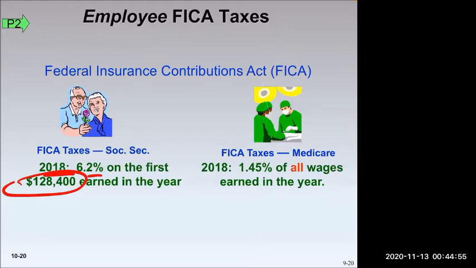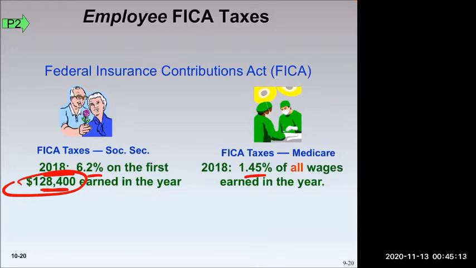Now it is 6.2% and 1.45%. That's in general true as you go forward, but with some exceptions. But there are these limit amounts. So you don't pay Social Security on all your income. You pay it just on the first bits.